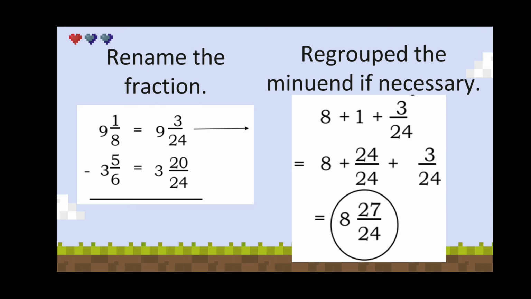At dahil hindi naman to whole number lang at mixed fraction naman ito, i-add natin itong fraction part na 24 over 24 kay 3 over 24. And then, syempre, yung whole number din. At dahil wala namang ibang whole number kundi 8, i-rewrite lang natin siya. And then, for the numerators, i-add natin 24 plus 3 is 27. And then, just copy the denominator. So, from 9 and 3 over 24, this will be 8 and 27 over 24. So, dahil mas mataas na ang numerator ng ating minuend, pwede na tayong mag-subtract.